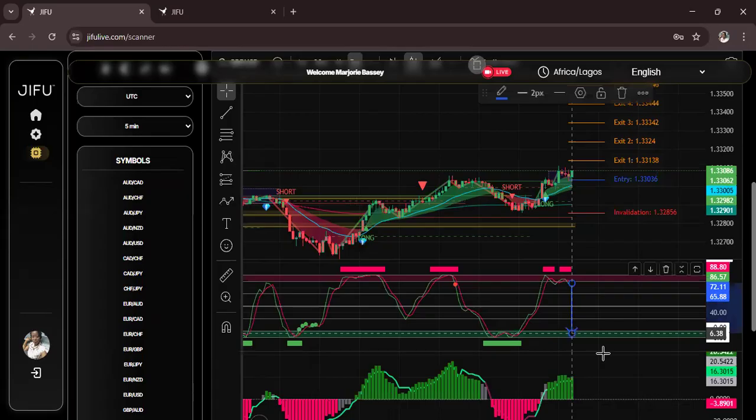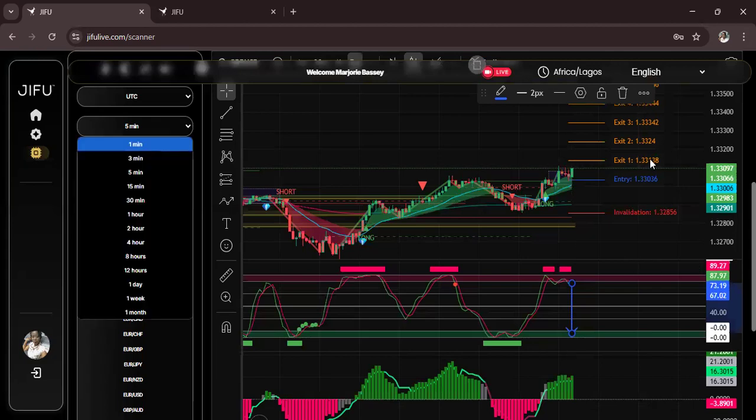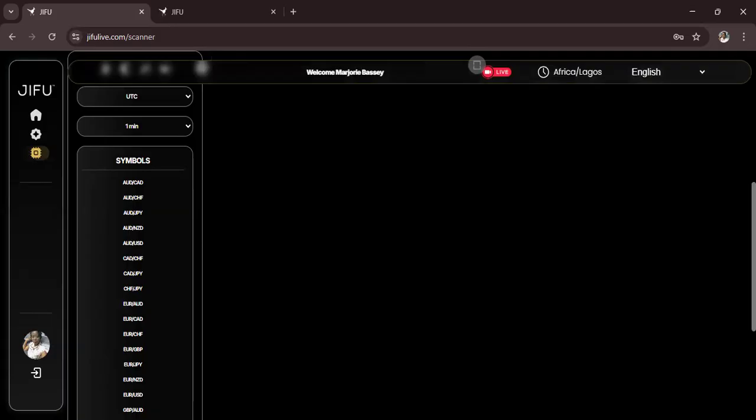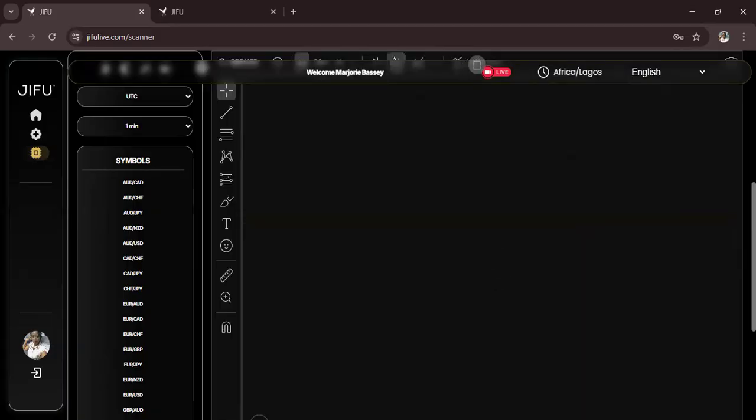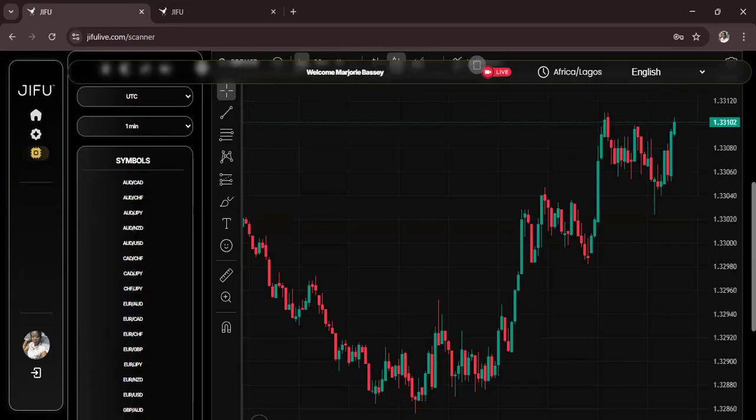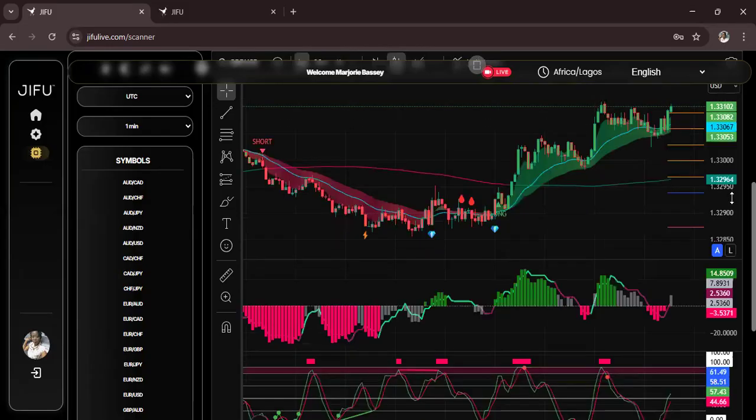These two lines should drop down. Yes, this is how it's supposed to be. Let it go down to the supply, to the demand zone and all. If it doesn't drop down, then you can leave the trade. Then let me see on the 1 minute time frame if it's close to the entry. This is how you take the trade so that you don't have losses.